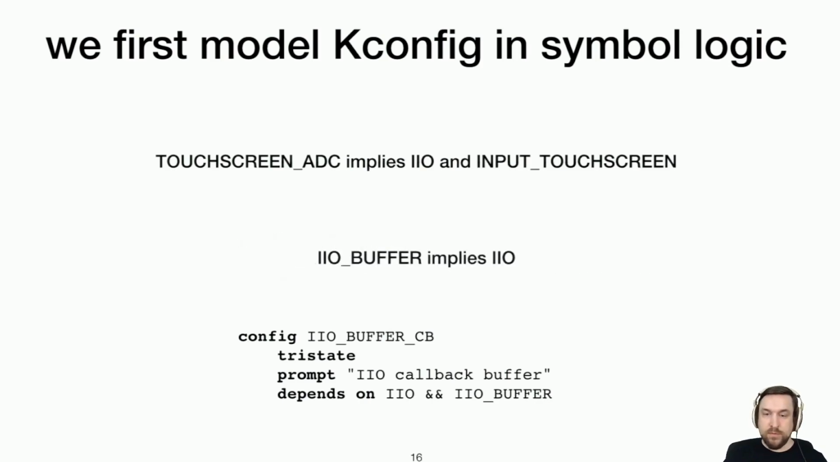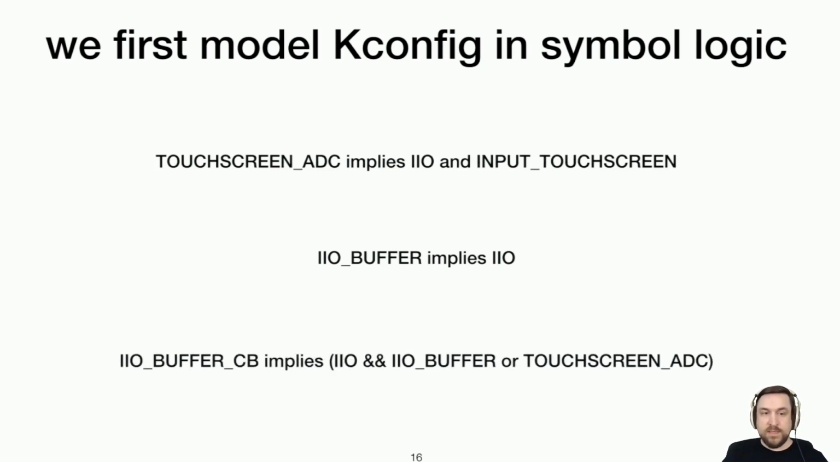Similarly, we do the same for IIO buffer. If IIO buffer was enabled, that implies that IIO must also have been enabled. But when we get to an option that has one of these select reverse dependencies, it's slightly different. We have to model the fact that it can be enabled both when its direct dependencies are enabled, but also it can be enabled if its reverse dependencies are enabled.